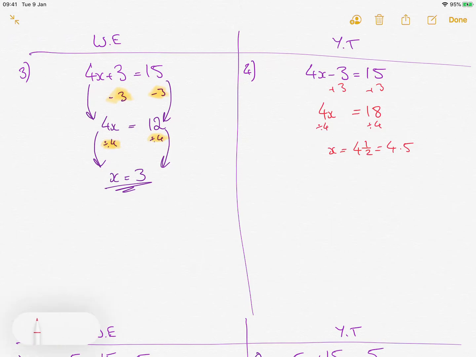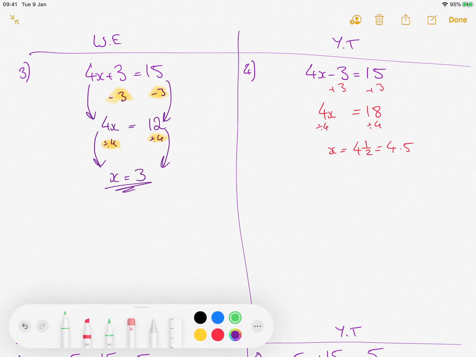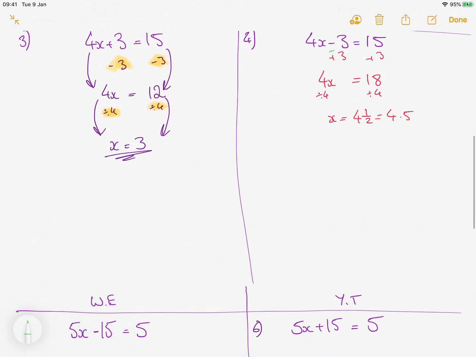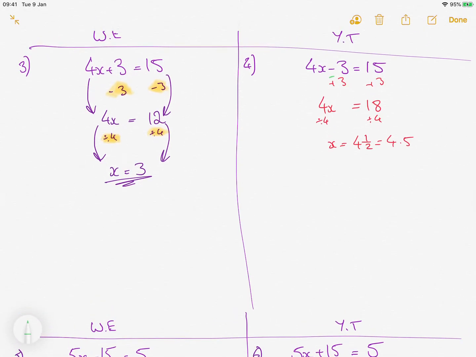I'll just lay it out as a bar model, and because this is where I think the bar model gets a bit tricky when you've got negative numbers. I don't use this method that much, so I'm just thinking about how you'd lay it out.